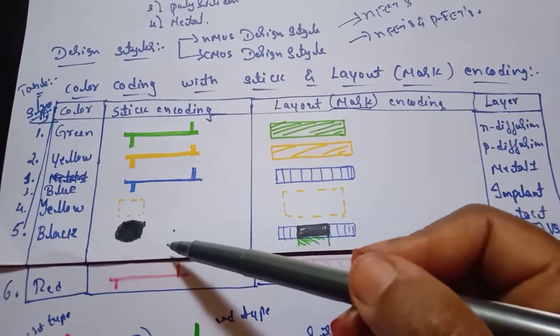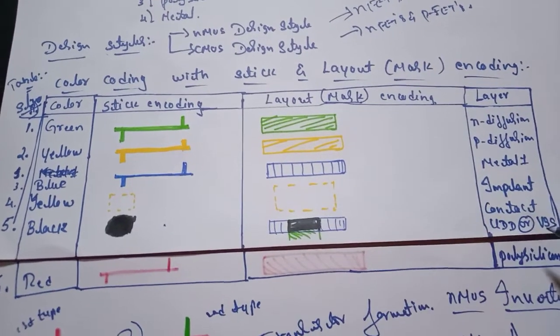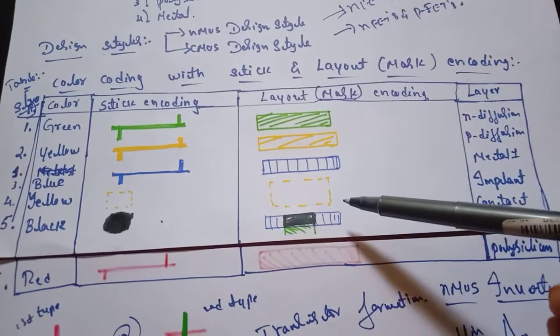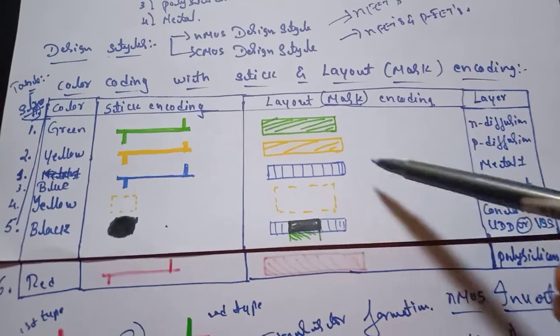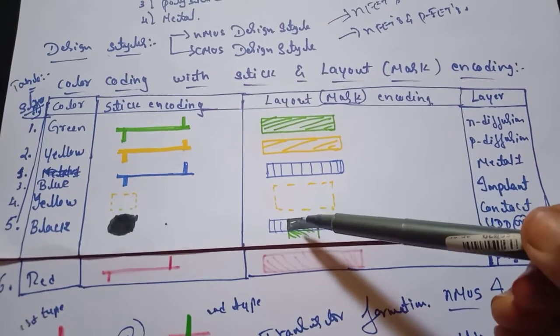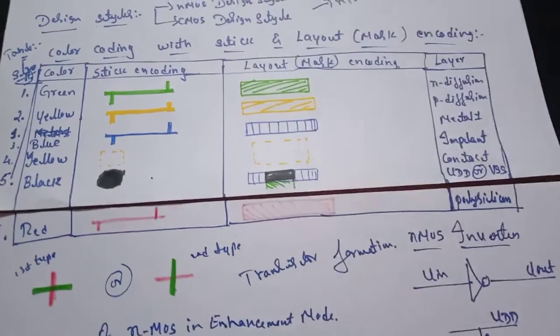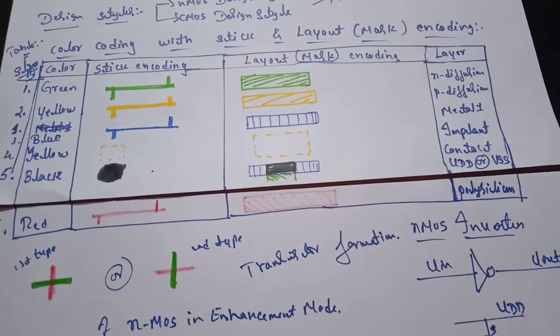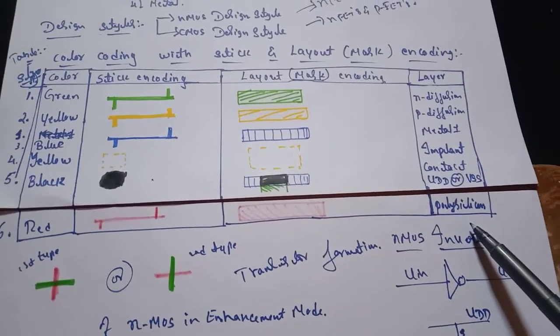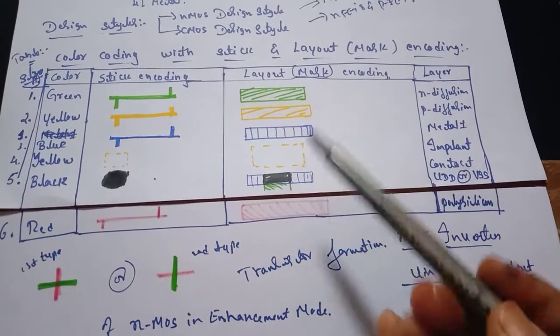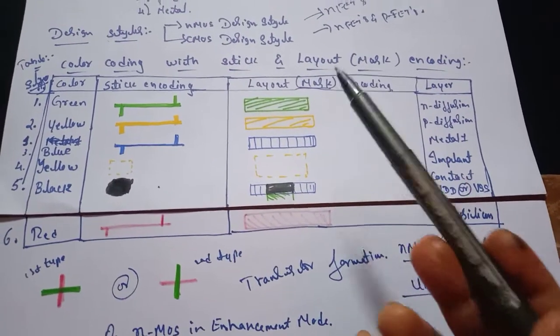The black color, a small dark round circle, is used to represent a contact cut. It may be for VDD or VSS. In the layout or mask encoding, where metal is crossed by diffusion, a contact cut is formed. And the sixth one, red, is used to represent polysilicon with slash lines within a rectangle box. It is opposite to that of the diffusion layers.